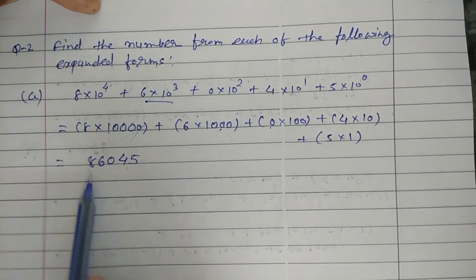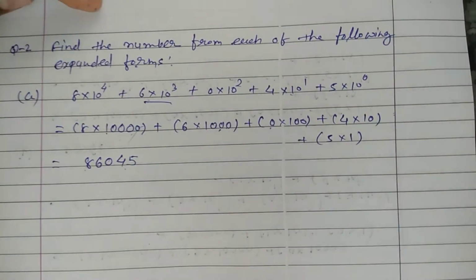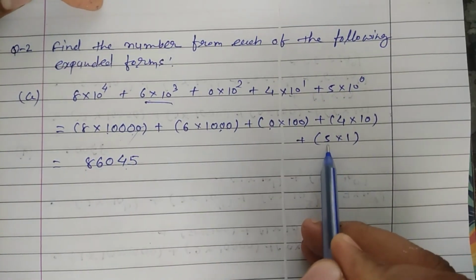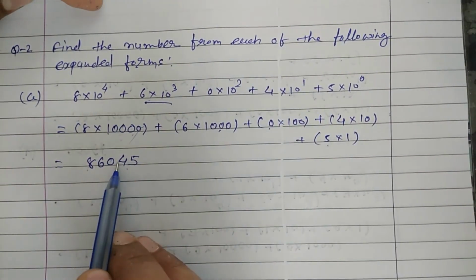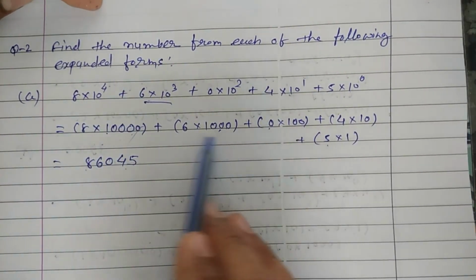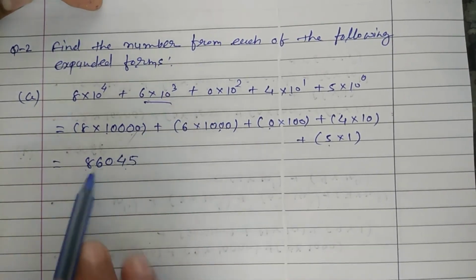86045, that is 86,045. We can write from reverse also, from ones place we can write also. Then first we will write 5, then tens place, then 100, then 1000 and then 10,000.